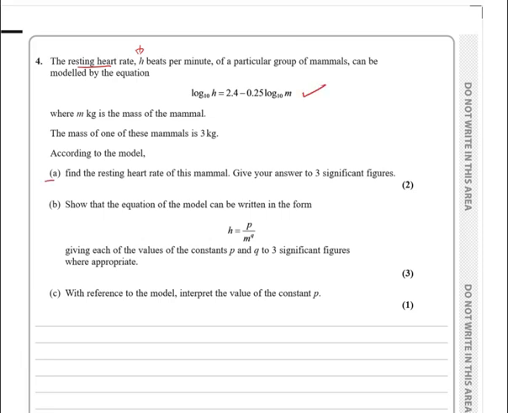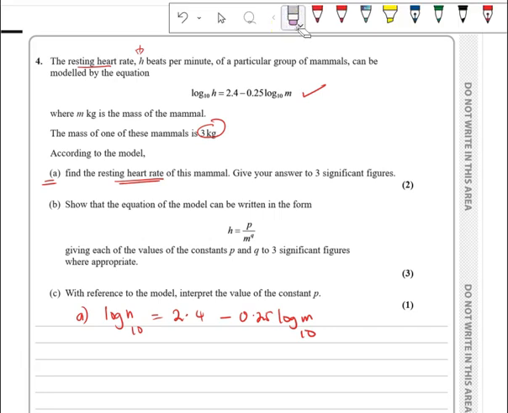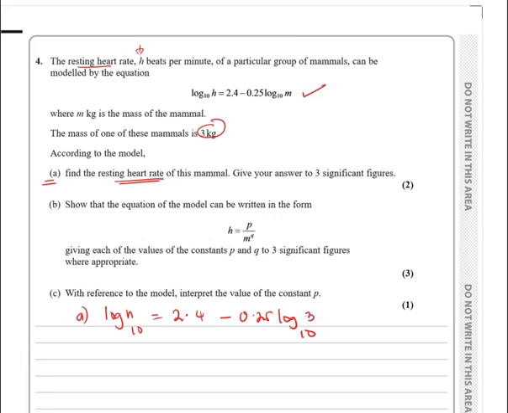So the first question, part A, they're asking us to find the resting heart rate of a mammal which is 3 kg. So we are going to substitute. We have log of h base 10 equals 2.4 minus 0.25 log of m base 10. But now we have the value of m, and that value of m is 3. So we press all of it in the calculator.